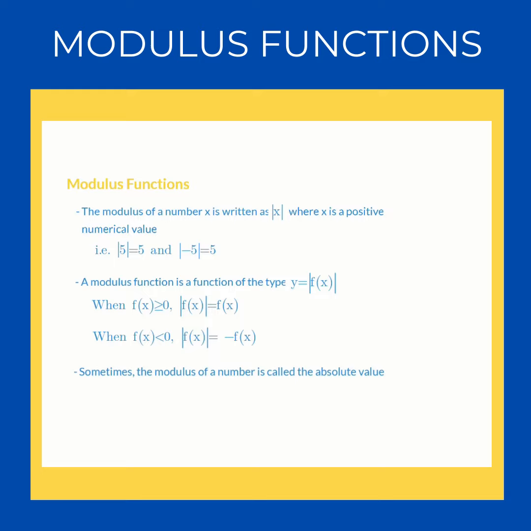A modulus function is a function of the type y equals the absolute value of f of x. Now, when f of x is greater than or equal to 0, so f of x is a positive number, the absolute value of f of x equals f of x. When f of x is a negative number, or f of x is less than 0, the absolute value of f of x is equal to negative f of x. And as I said, we sometimes call the modulus of a number the absolute value.